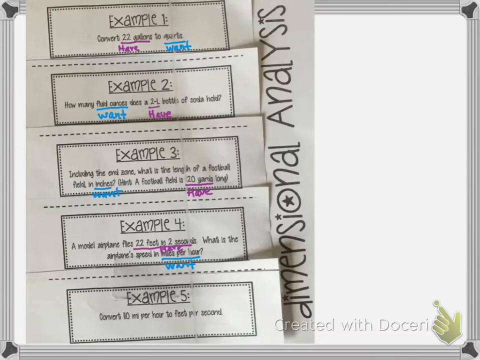All right, and then we have another one with the double labels here. Convert 110 miles per hour, and that's what we have. So always whatever has the number is going to be what we have. And then they're going to tell us what label that we want. Feet per second. So we're going to have to change the miles to feet and the hours to seconds. Okay, so let's go ahead.